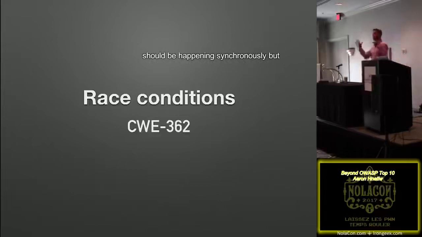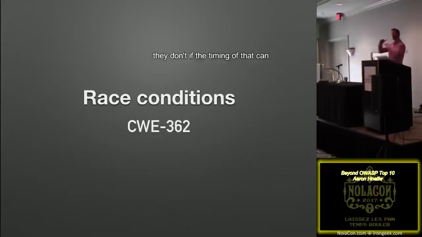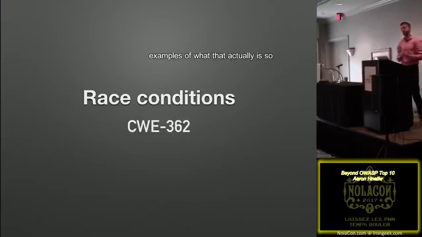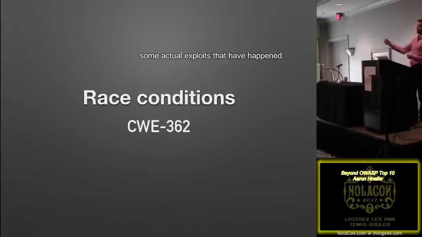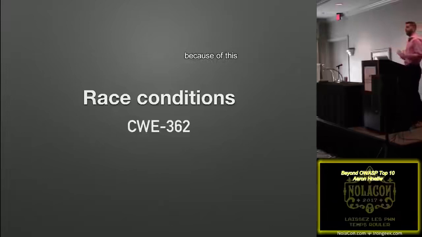So the race conditions, getting back to this, if you have an asynchronous environment or a multi-threaded environment and two different things should be happening synchronously, but they don't, if the timing of that gets off, if something happens out of order, it could become a security vulnerability. I'll give some examples of some actual exploits that have happened because of this. But first, let's give a visual picture of what that looks like.